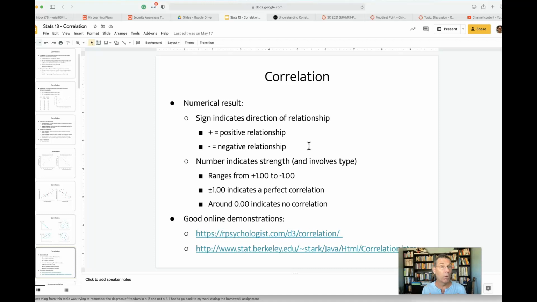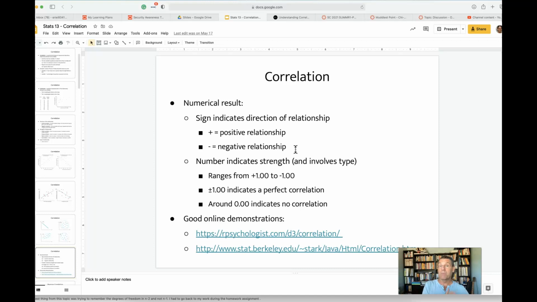Now, it's not a perfect correlation by all means, but it seems to be some kind of relationship there, and it would be a positive one, meaning if I score high on one, I tend to score high on the other. If I score low on one, I tend to score low on the other. If I score in the middle on one, I tend to score in the middle on the other. So when you get a correlation, the number is telling you how strong that correlation is.